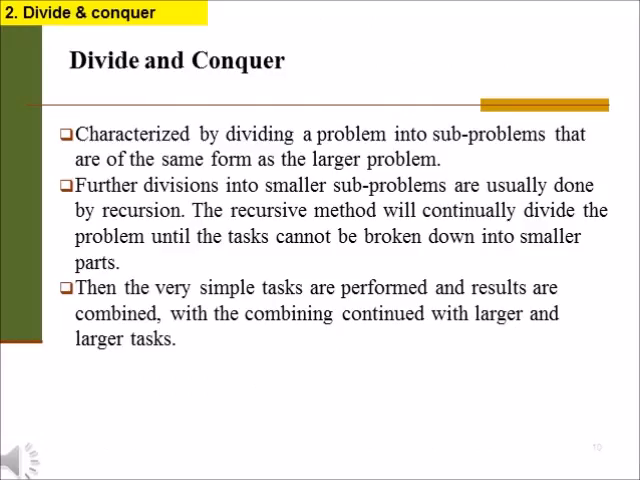The divide and conquer approach is characterized by dividing a problem into sub-problems that are of the same form as the larger problem. Further divisions into still smaller sub-problems are usually done by recursion, a method well known to sequential programmers. The recursive method will continually divide a problem until the task cannot be broken down into smaller parts. Then, the very simple tasks are performed and results combined, with the combining continued with the larger and larger tasks.